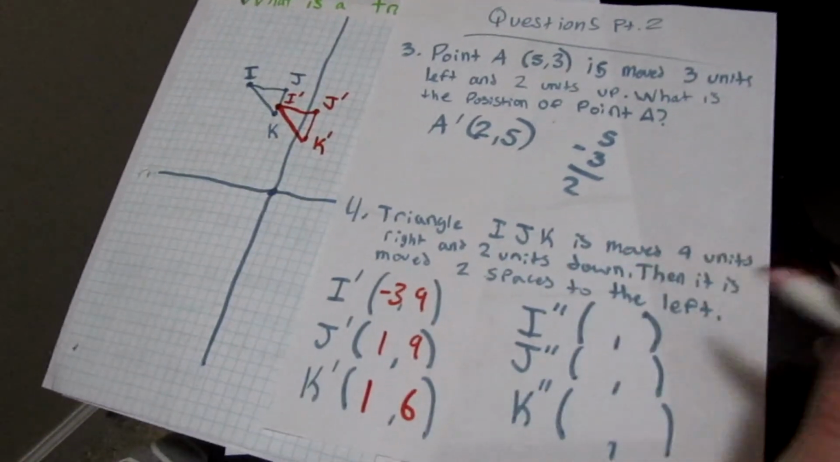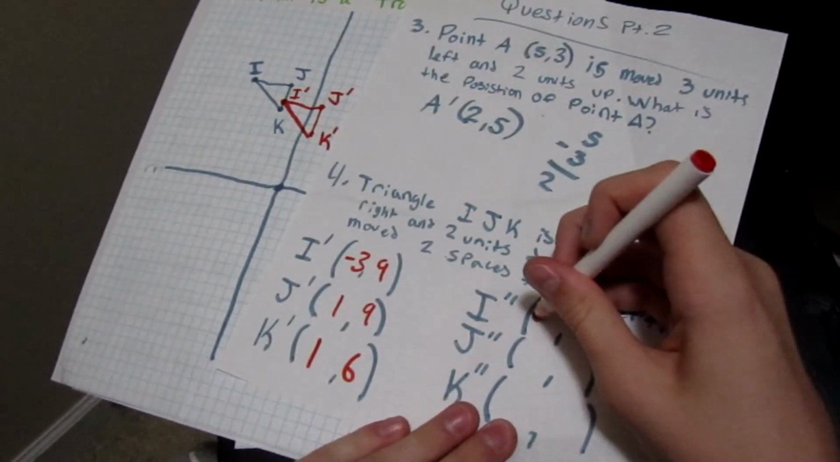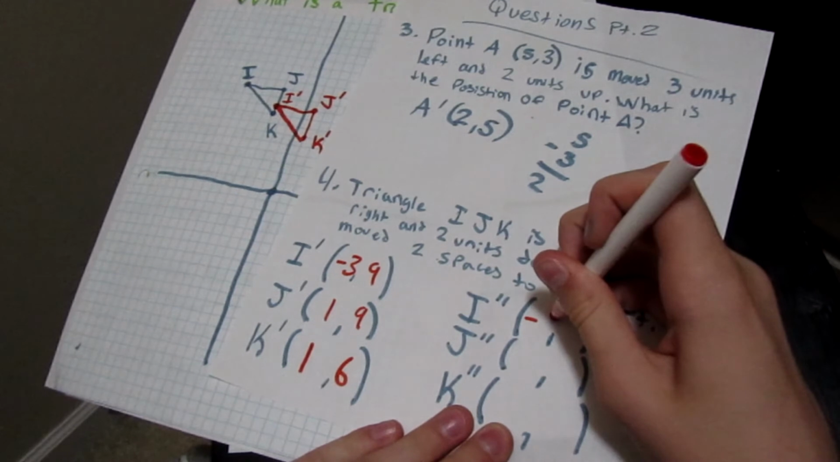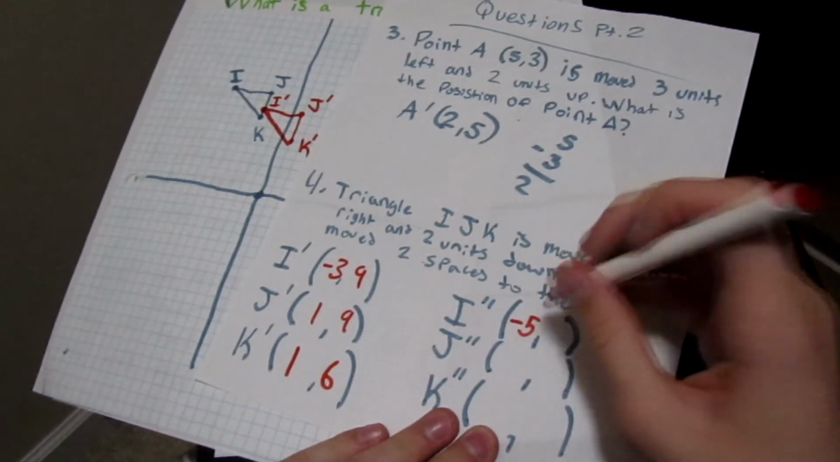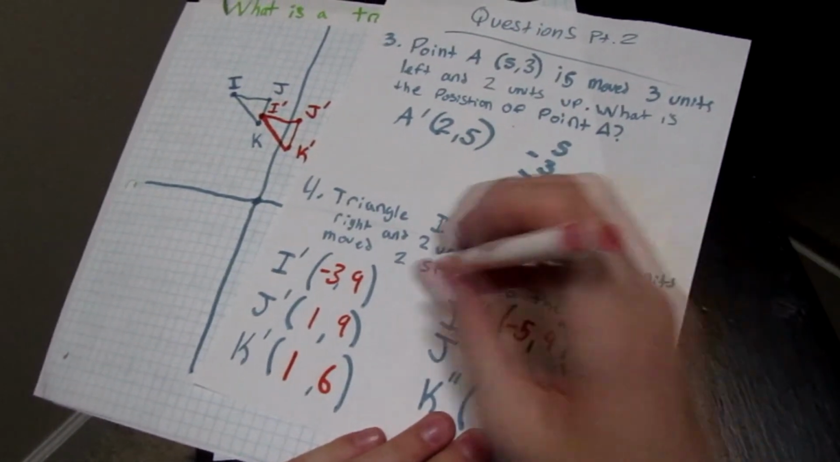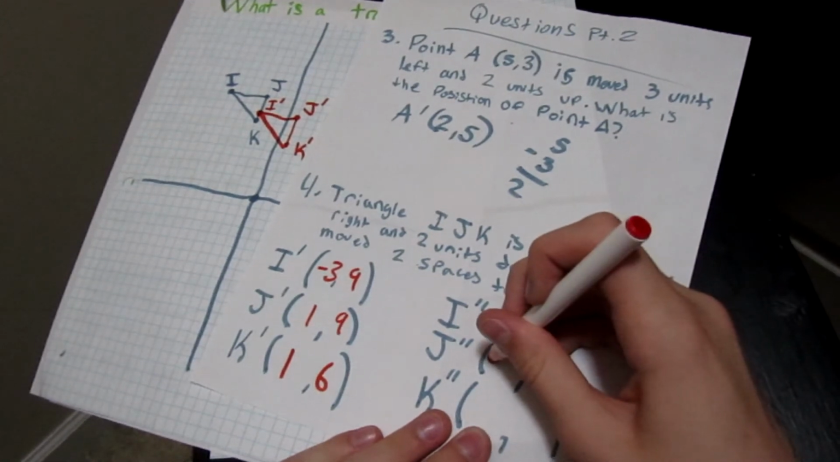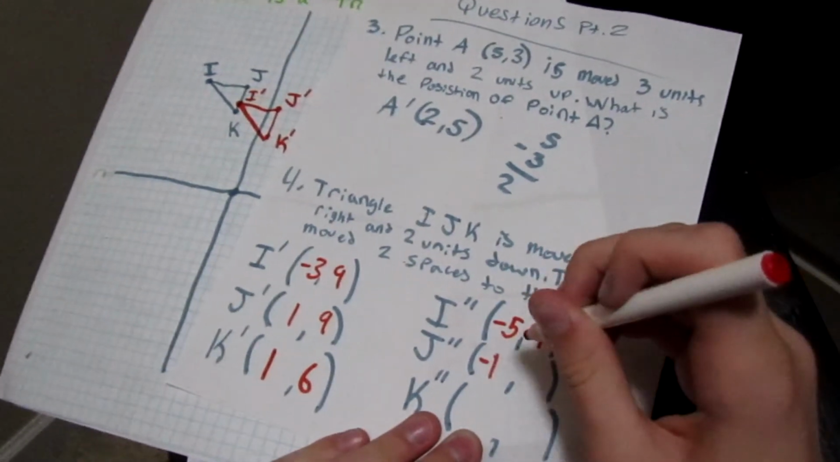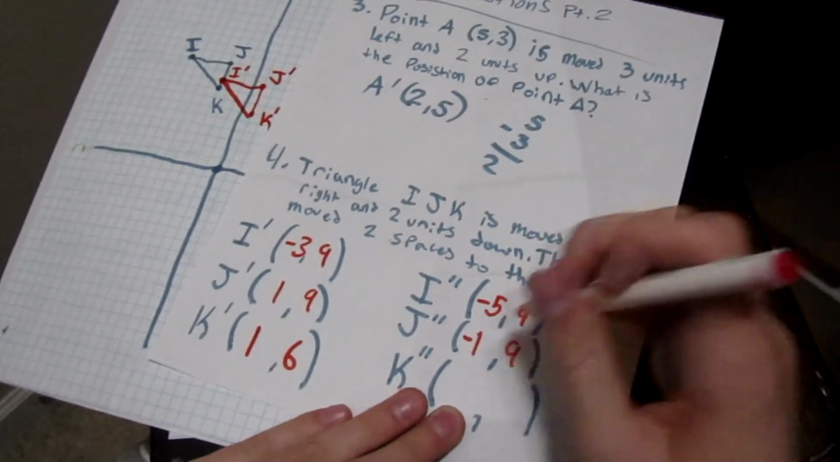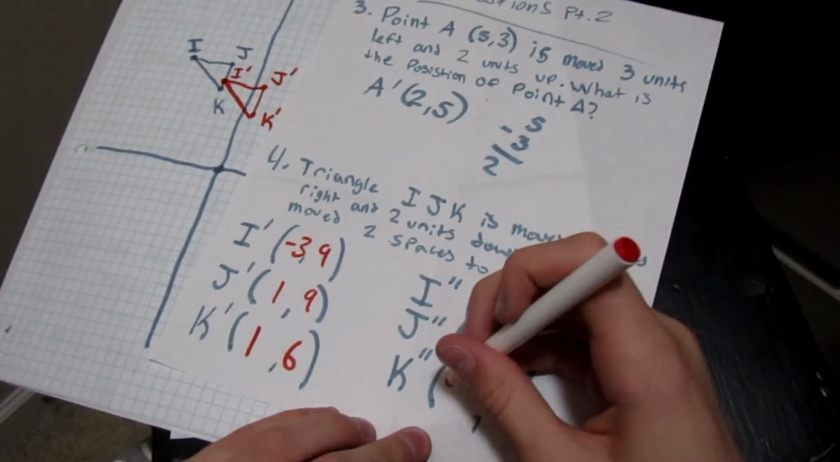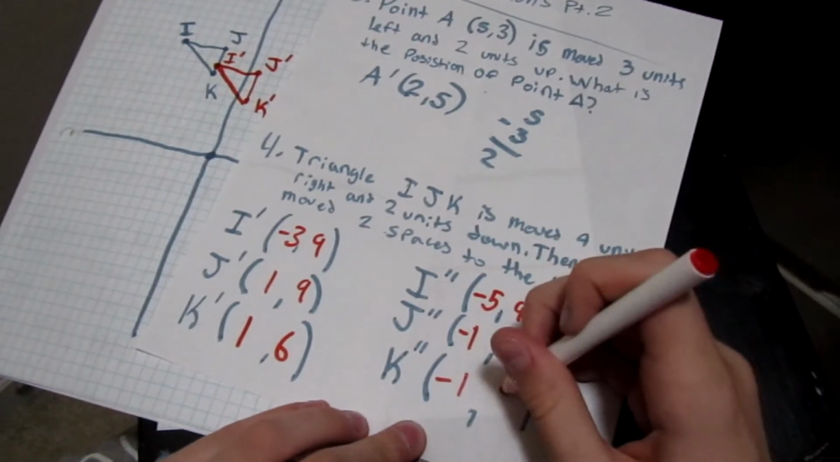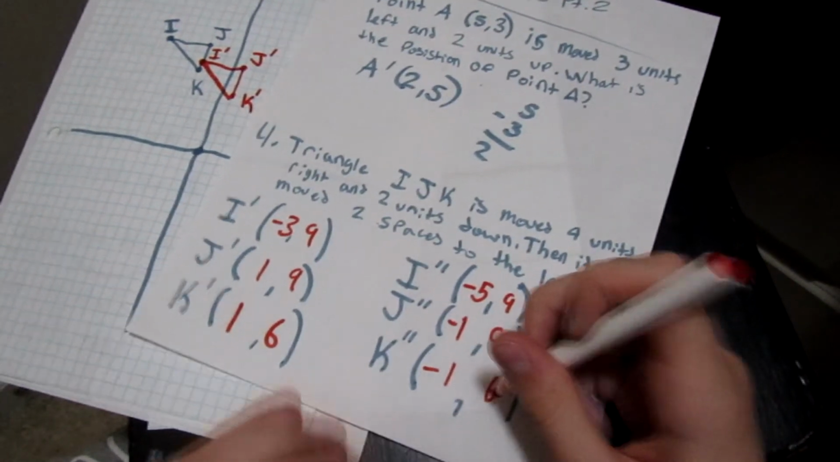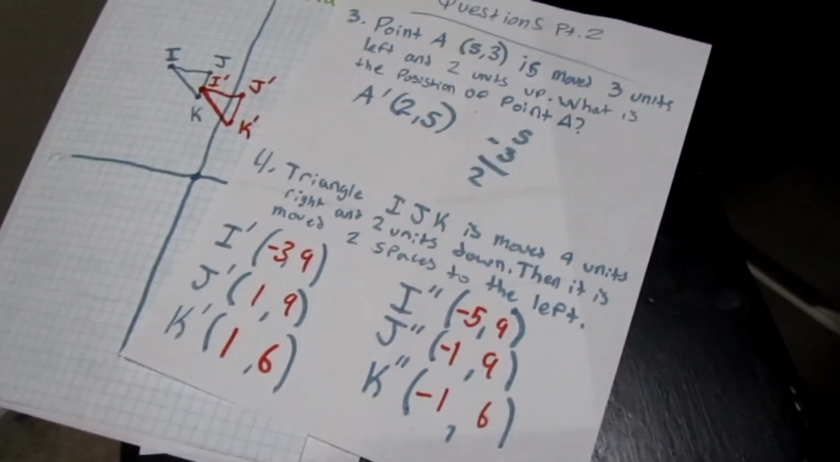All we have to do to find the double prime is move them 2 spaces to the left, or we can just subtract 2, which is what we're going to do because it's faster. So I double prime is -5, 9. J double prime is -1, 9, and then K double prime is also -1, 6. So, yeah, that's it.